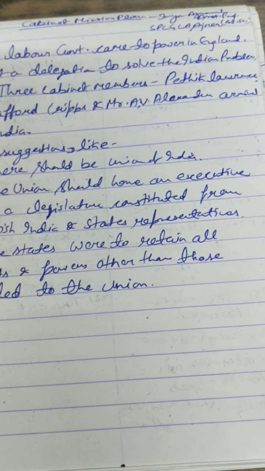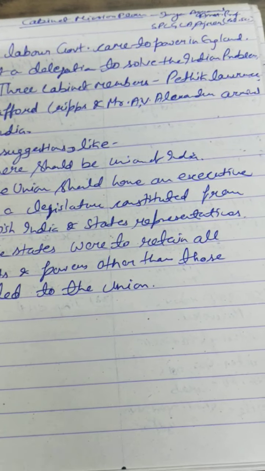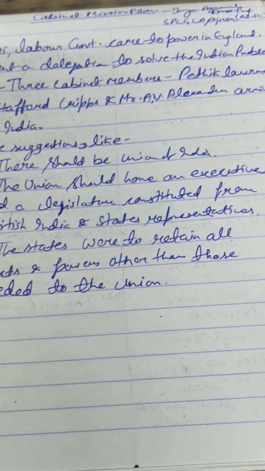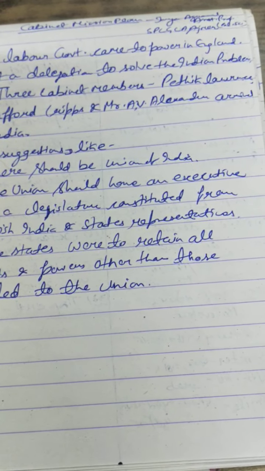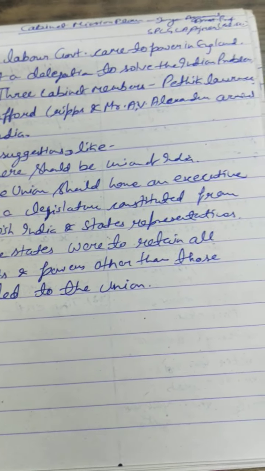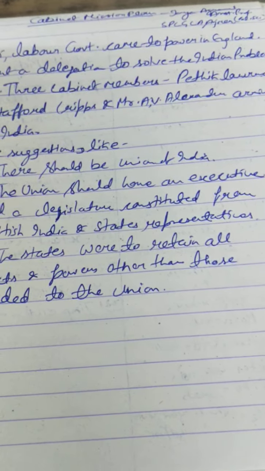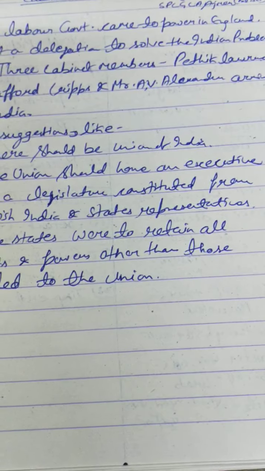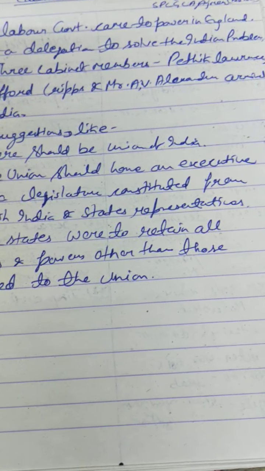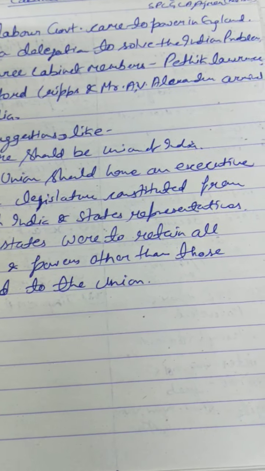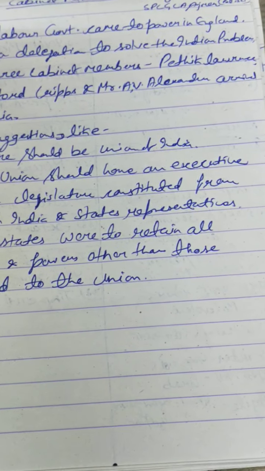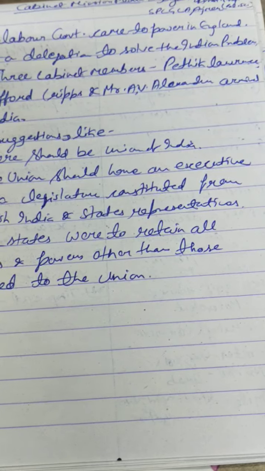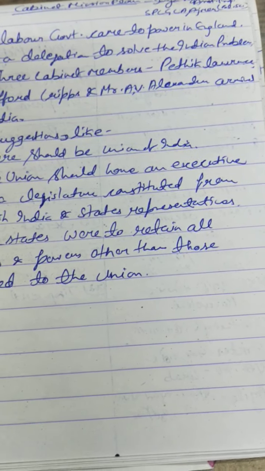During the winter of 1945-46, the Labour government sent a delegation consisting of some important members of the British Parliament to examine the desirability of transferring power to Indians. On March 23, 1946, three cabinet members, Patrick Lawrence, who was Secretary of State for India under the Labour government, Sir Stafford Cripps and Mr. A.V. Alexander, arrived in India.